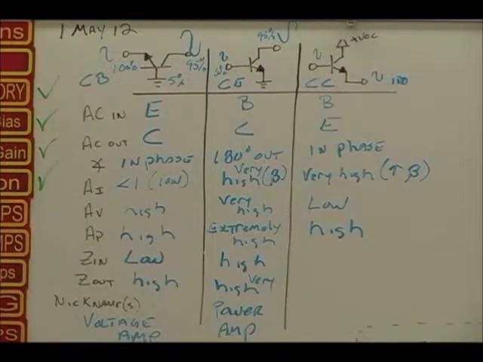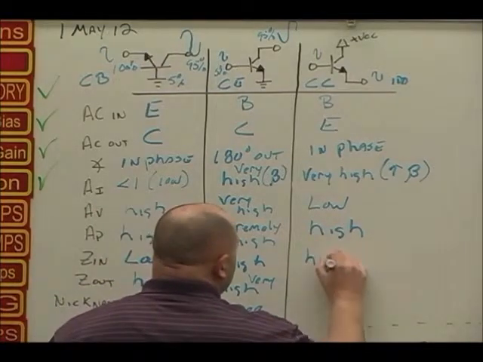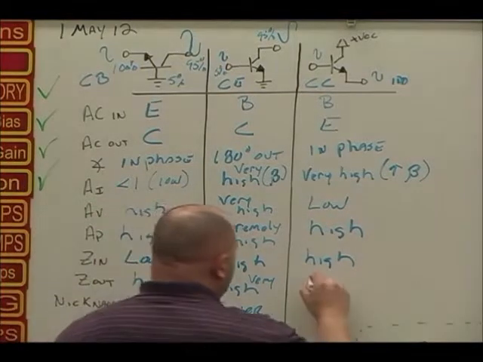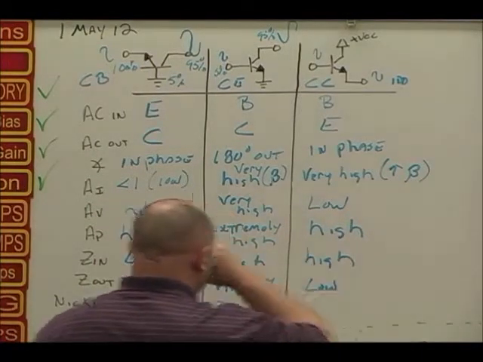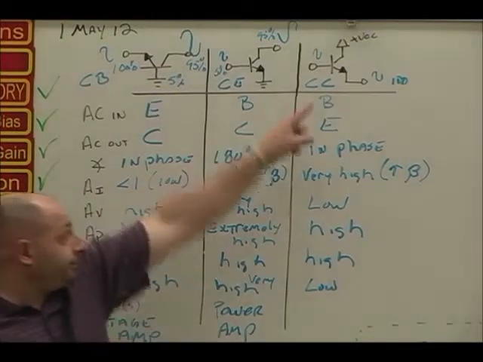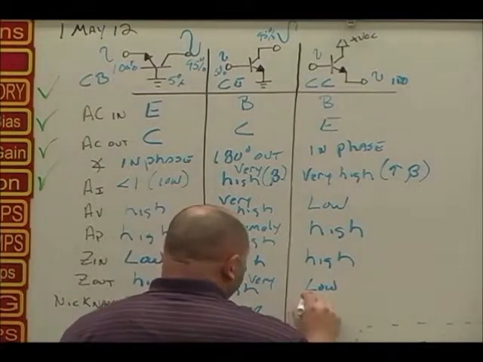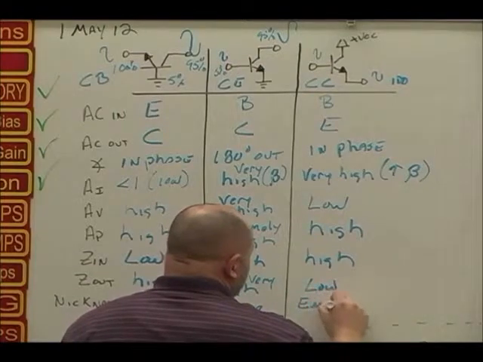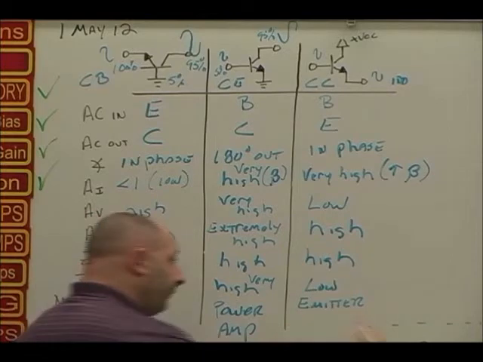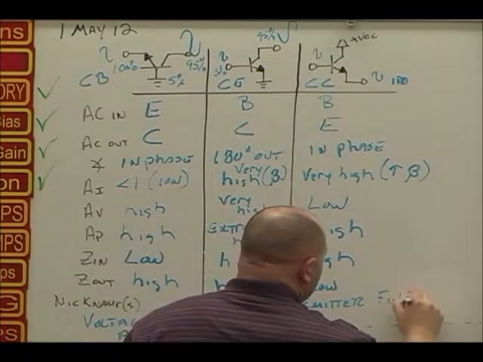Input impedance, it's on the base, so it must be high. Output impedance, it's on the emitter. Must be low. Again, it's on the emitter, low. This one has how many nicknames? Two. What's one nickname? Emitter follower, because the signal follows the emitter. What else?